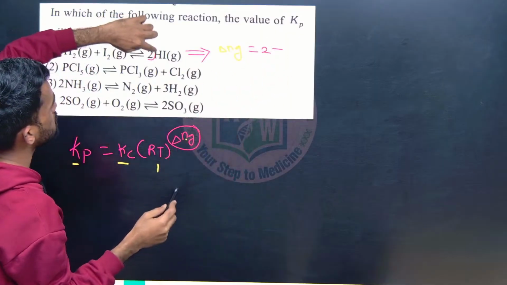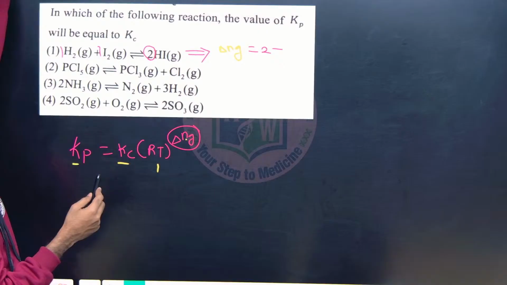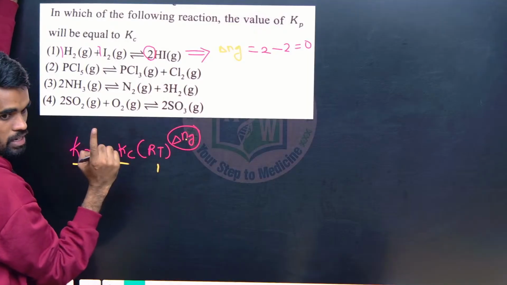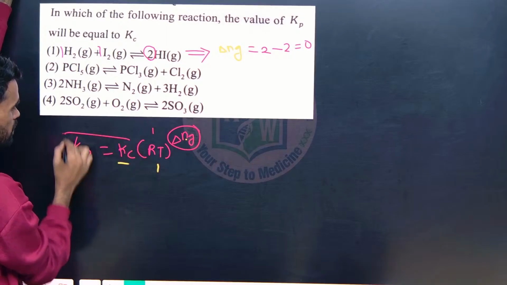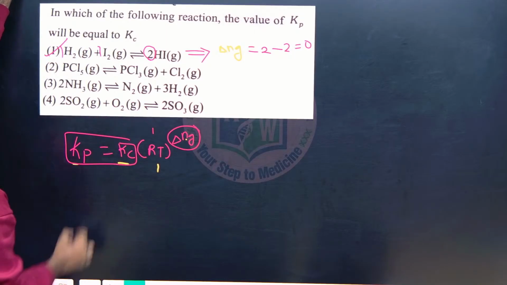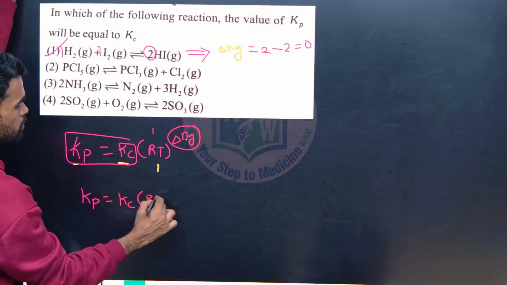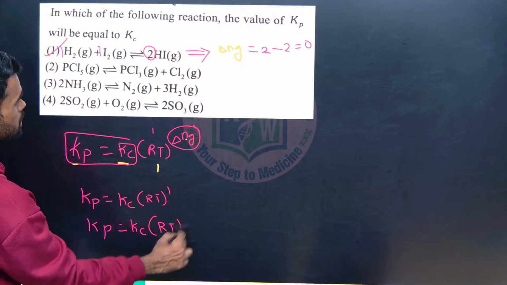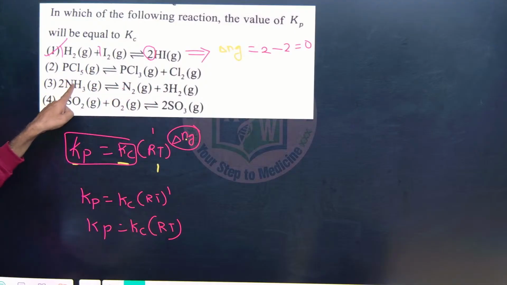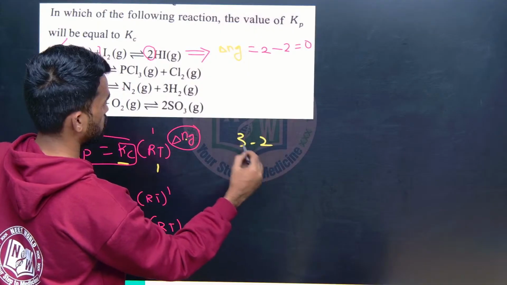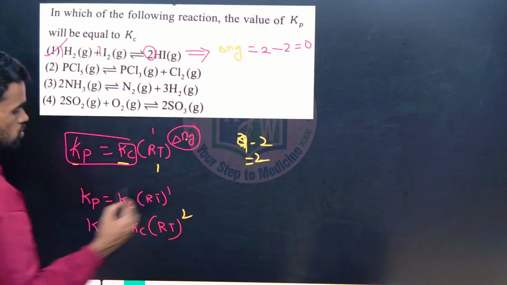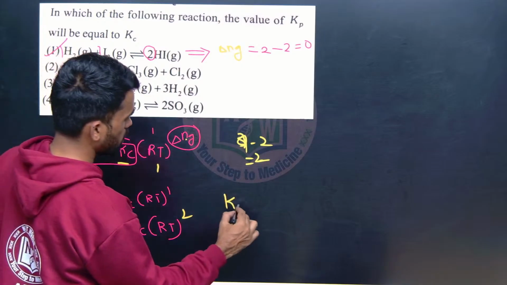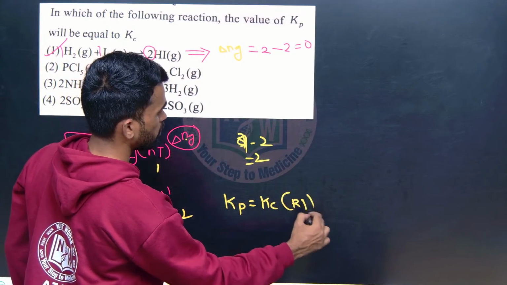So here delta Ng is how much? Number of gaseous products is 2, gaseous reactants also 2. So 2 minus 2, 0. So in this case delta Ng is becoming 0. Something power 0 will be 1. So this whole term becomes 1. So Kp will be equal to Kc in the first case. In the second case, Kp equals Kc RT power 1. Next, in this case, Kp equals Kc RT power 3 plus 1, 4 minus 2, so 2. So RT square in the third case. Fourth option, you tell me? Minus 1. So Kp equals Kc into RT power minus 1.